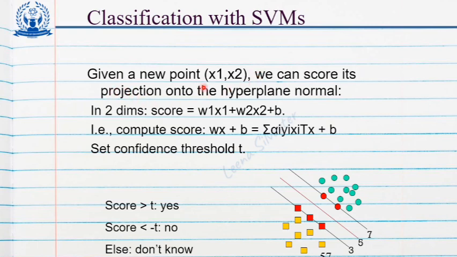Classification with SVM. Given a point x1, x2, we can score its projection into the hyperplane. In the previous slides, we know that if it is a non-linear problem, we will project it into the hyperplane. So here, we are projecting these points into this hyperplane. In 2 dimensions, score is calculated like this, that is w1 x1 plus w2 x2. These 1 and 2 are subscripts. So computing score will be like this: w·x plus b. Here we have to set a threshold value t. If the score is greater than t, then it is yes. If the score is less than minus t, then it is no. That is, we have 2 classes, yes or no. If this is not the case, we don't know the situation. So actually here we are having a misclassified point.